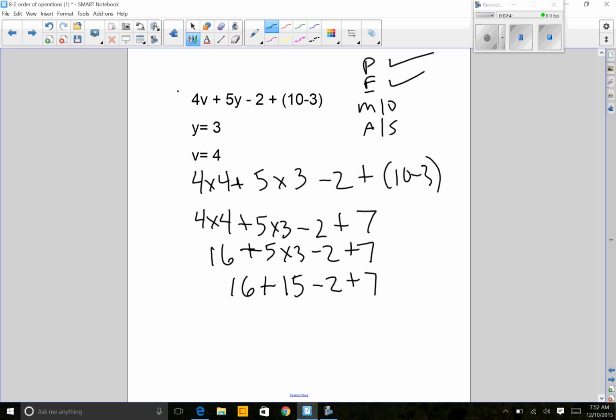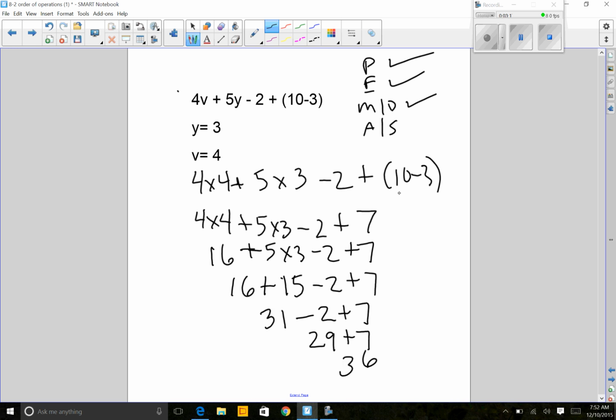Okay? And I'm going to keep going. No more multiplication or division. All set. Check. Now I'm going to do addition and subtraction. I'm going to start here. First thing, addition. So that would be 31 minus 2 plus 7. And we're going to keep going. 31 minus 2 would be 29 plus 7. And I'm going to keep going, and I'm going to get 36.